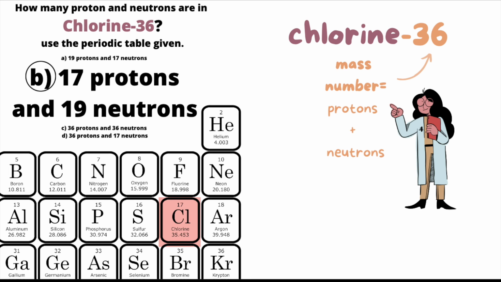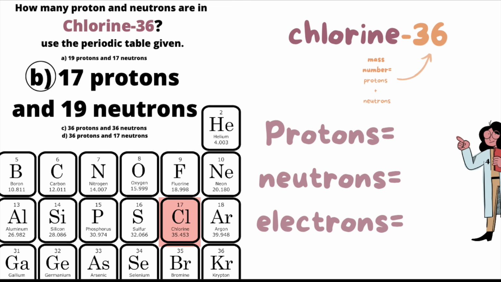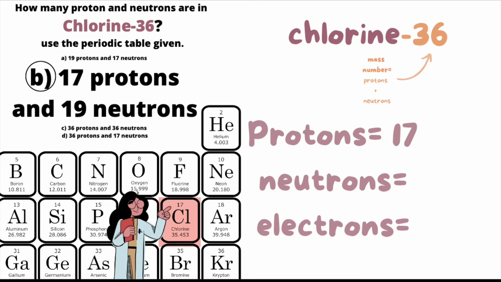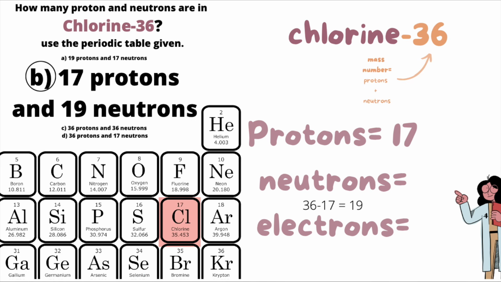Remember, mass number is equal to the amount of protons and neutrons. To find the number of protons, we use the periodic table, and the atomic number will tell us how many protons the chlorine has. Remember, this number will never change no matter what variation chlorine is in, because the atomic number, or the number of protons, is the signature of the atom. So this isotope has 17 protons. To find the neutrons, we subtract the number of protons from the mass number, so we get 19.